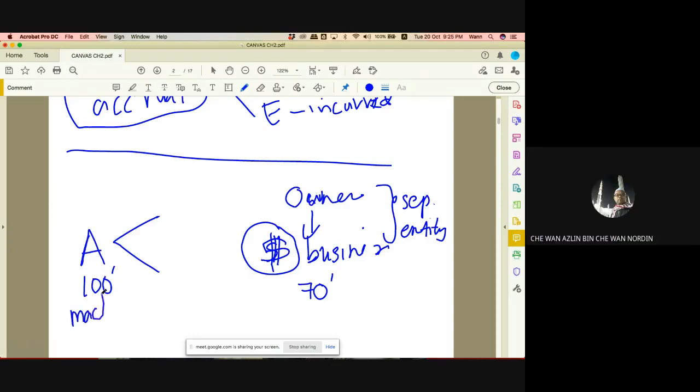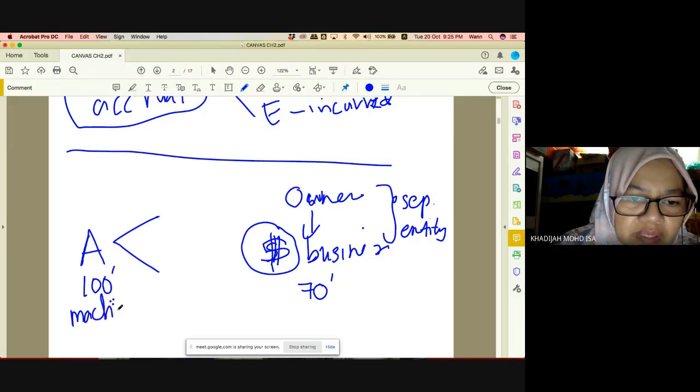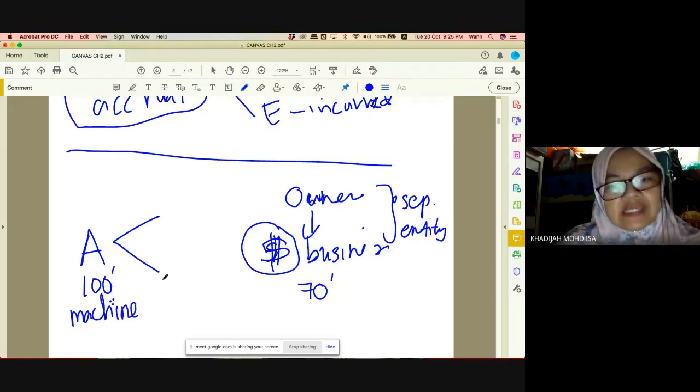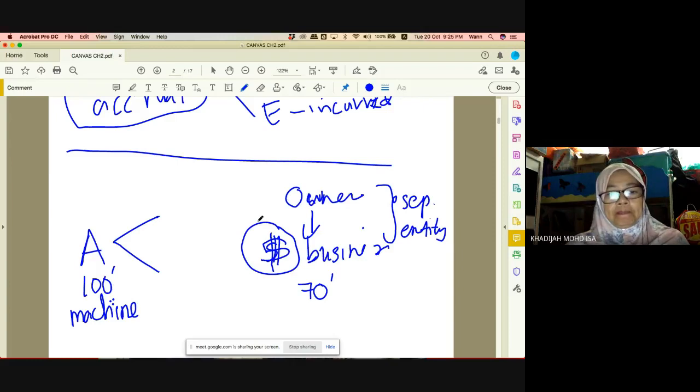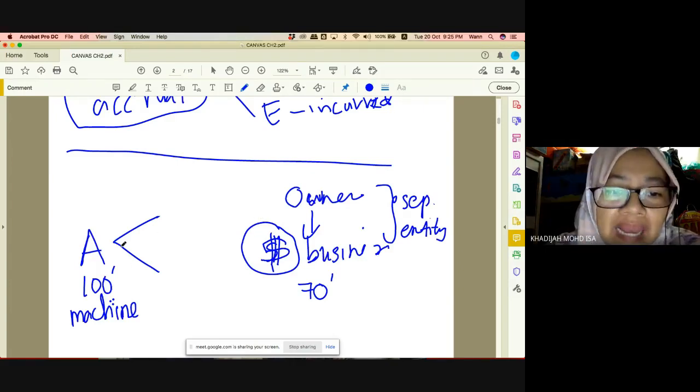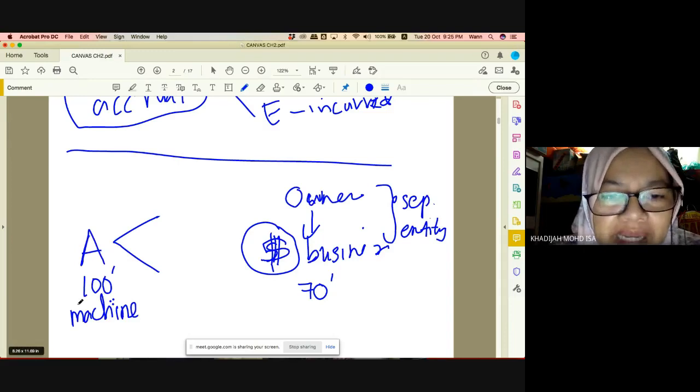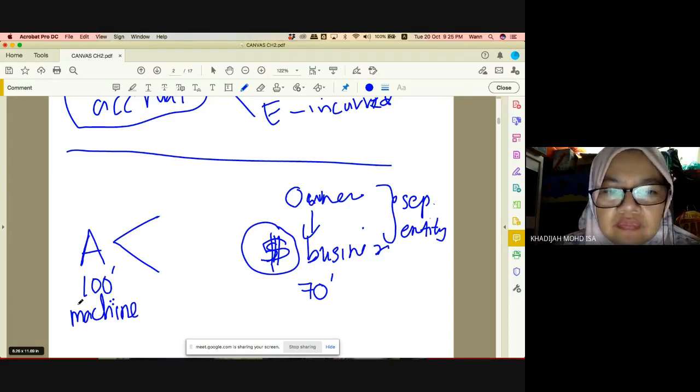Leasing? You can do a leasing. But if it's leasing, that means it's a rental. Leasing is not buying. Leasing is rental. What if you want to buy a machine? How do you put up that 100,000 ringgit? How are you going to get the money?